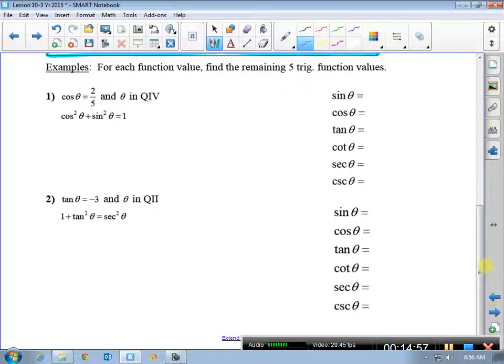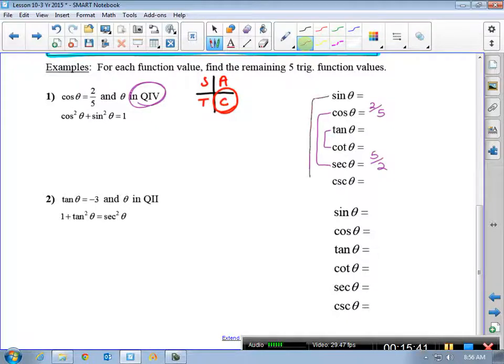More problems. If cosine theta is 2/5 and theta is in quadrant 4, let me put my quadrants down again. So we're in quadrant 4 here. Then find the values of the other 5 trig functions. So really we want to do all 6 here, but they've given us information already. Cosine is 2/5. So now we know that secant is a reciprocal.